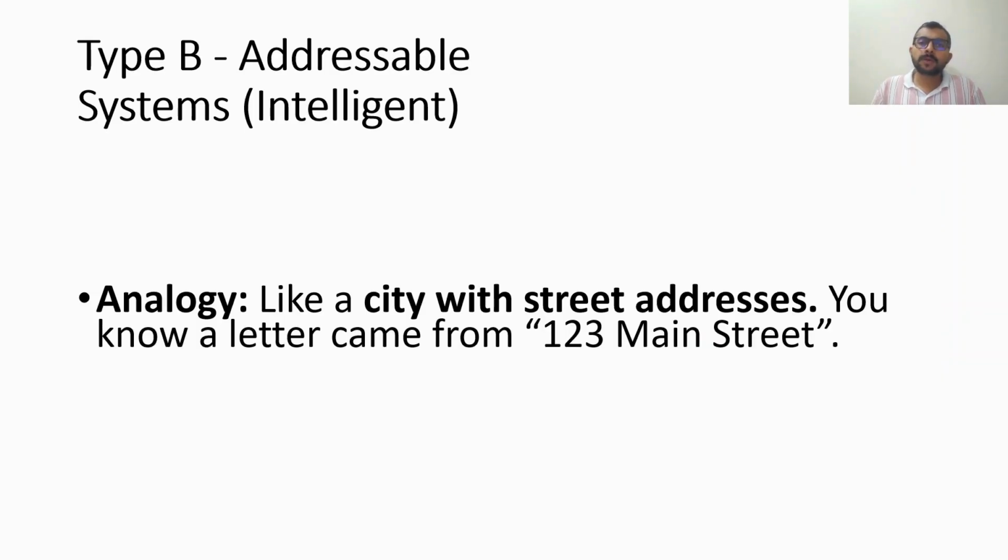Now let's discuss the addressable system, which is considered to be an intelligent system. It's like a city with a street address. If you are getting a letter from somewhere, you get the street, the address, and also the house number. Everything is perfect in the addressable system. If you get the location from where the letter has come, then it is easier to trace back to the origin. That is what the addressable system is all about.